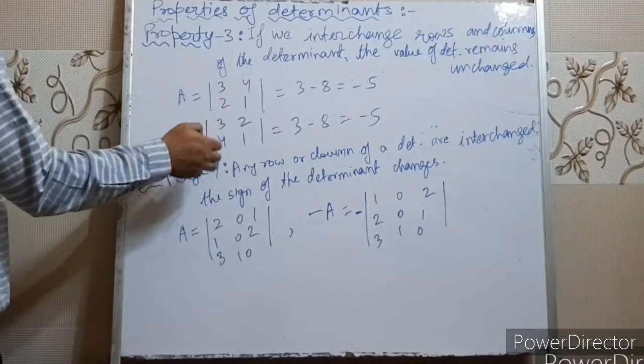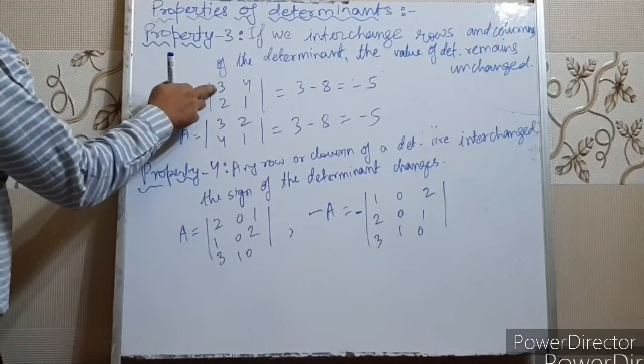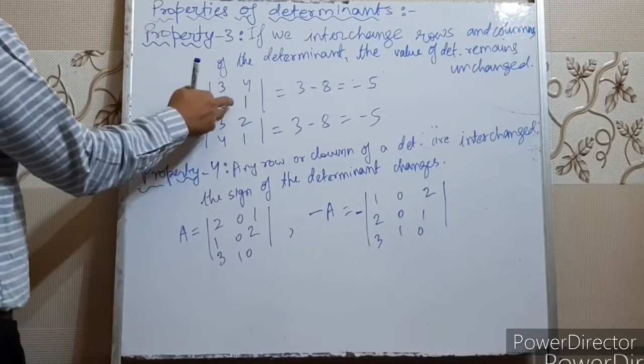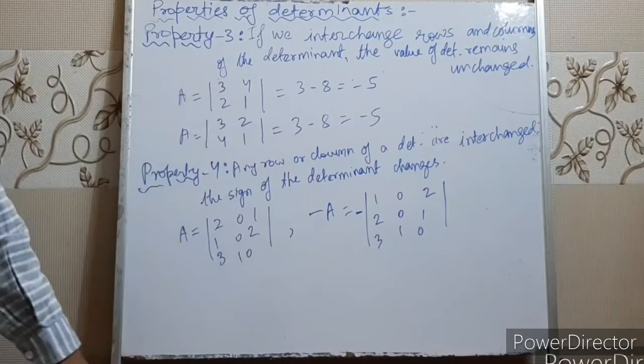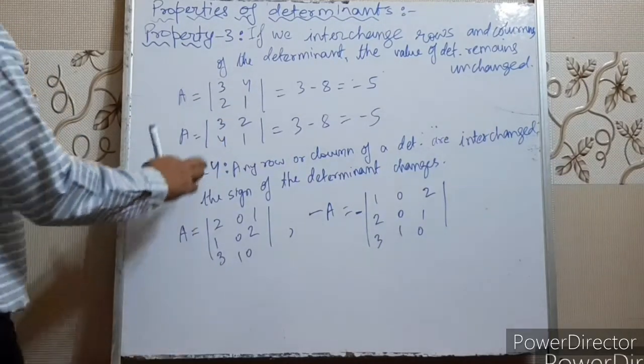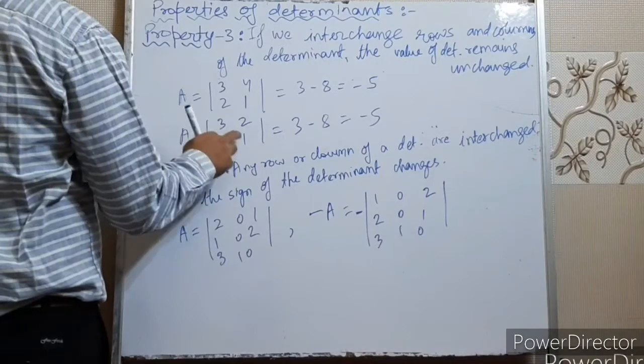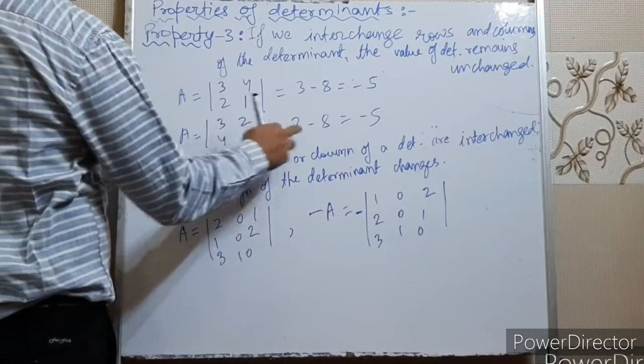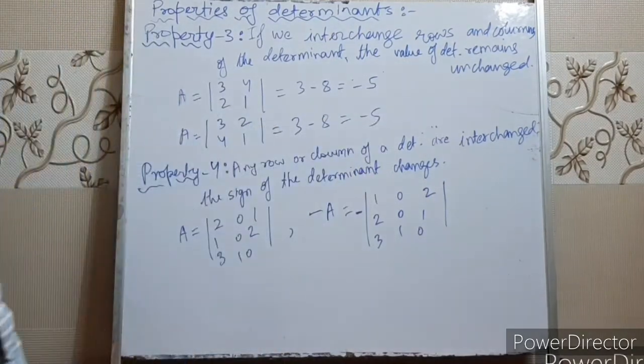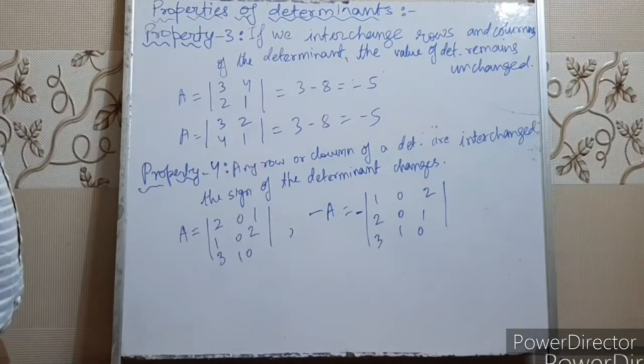Now interchange the rows and columns. You can see here the first row has become the first column and the second row has become the second column. Right, children? Now when we expand that determinant, what will we get? 3 times 1 is 3, minus 8. Again we'll get minus 5. So we can say that interchanging the rows and columns will not affect the value of the determinant.